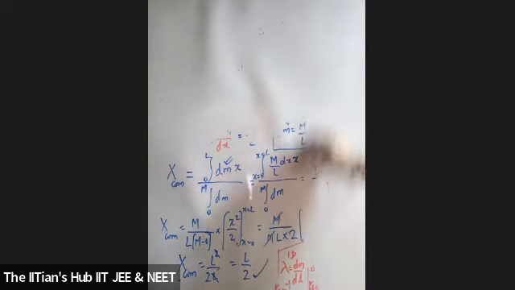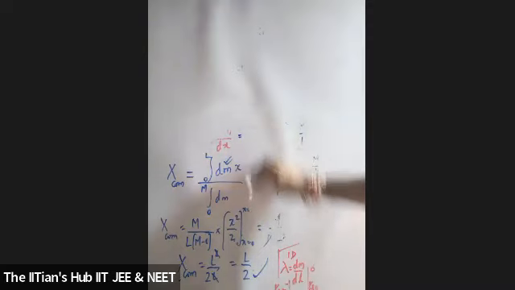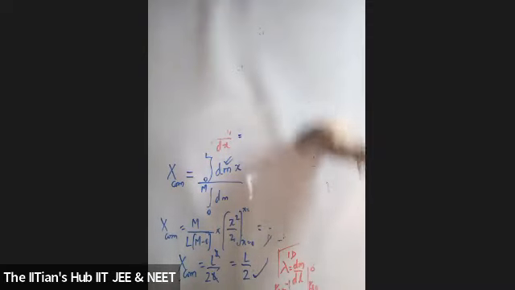So students, the variable lambda stands for linear mass density. The variable rho stands for volume mass density we consider. And sigma stands for area mass density.